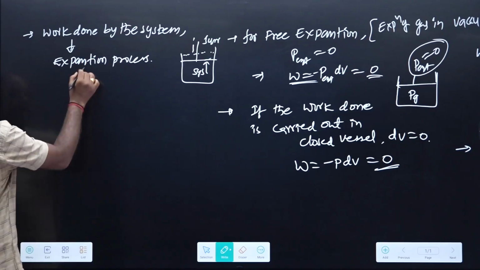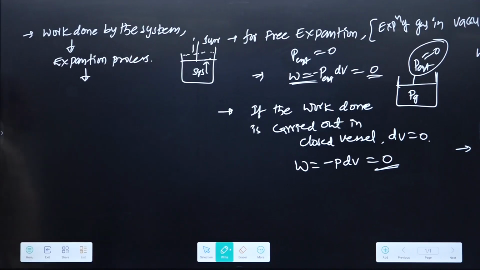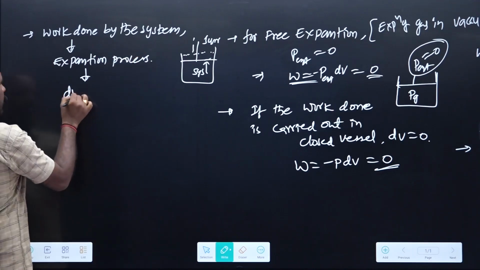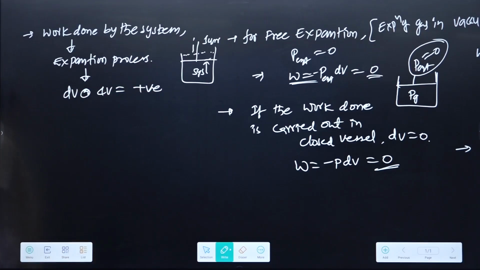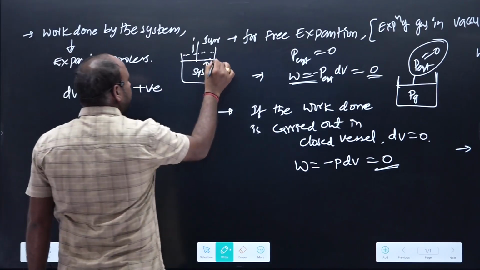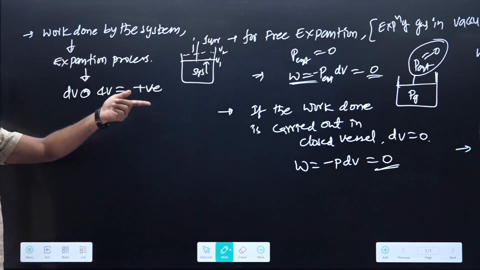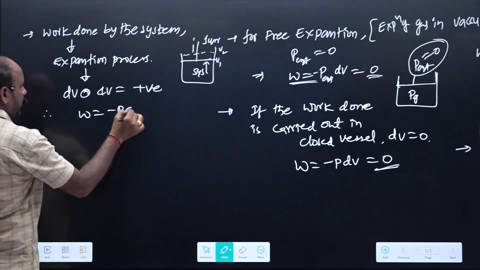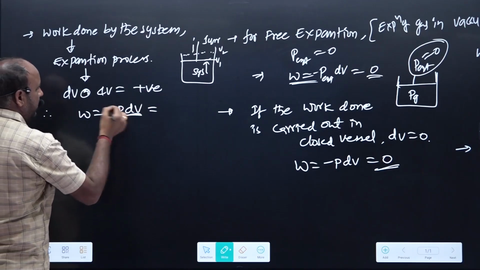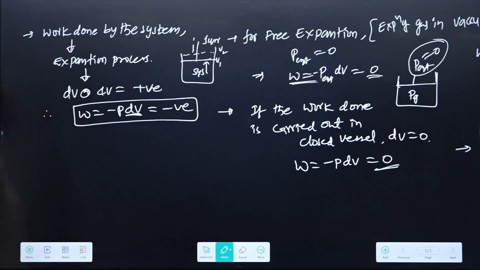Expansion process. For the expansion process, what about the volume? Is the volume increasing or decreasing? Increasing. Initially V1 is there, now V2. V2 minus V1 is positive or negative? Positive. Whenever dV is positive, W is equal to minus P into dV. This is positive, so positive into negative means negative. For the expansion process, what about the work? Negative, right?